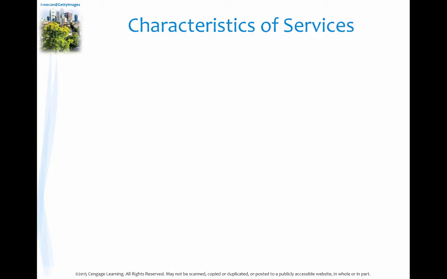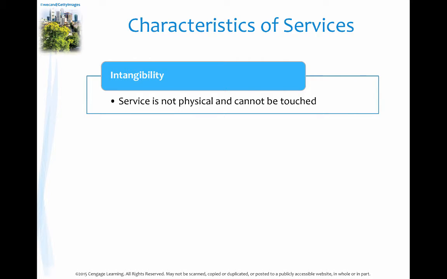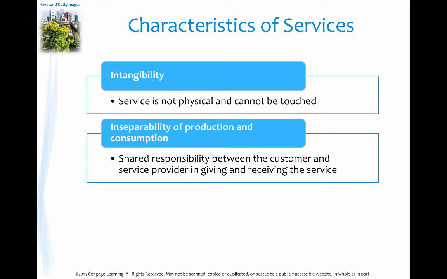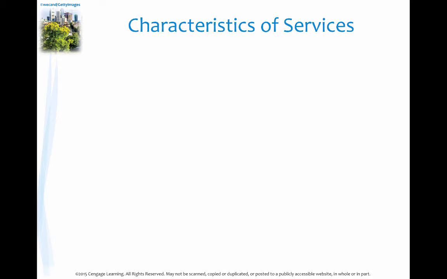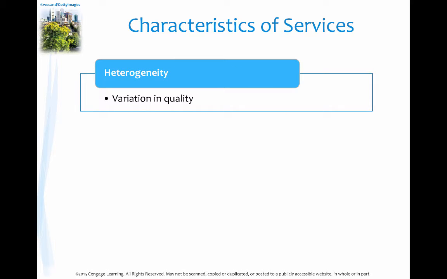Intangibility means that a service cannot be seen, touched, tasted, or smelled. Inseparability refers to the fact that the production of a service cannot be separated from its consumption. Perishability means that unused service capacity of one time period cannot be stored for future use. Heterogeneity is variation in service quality.